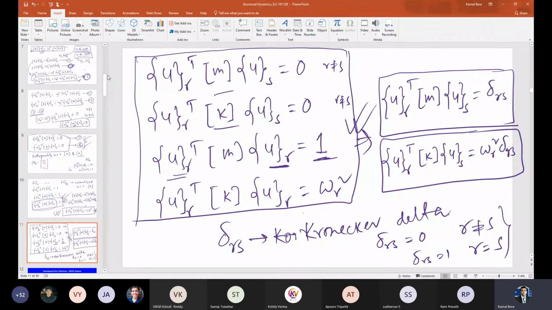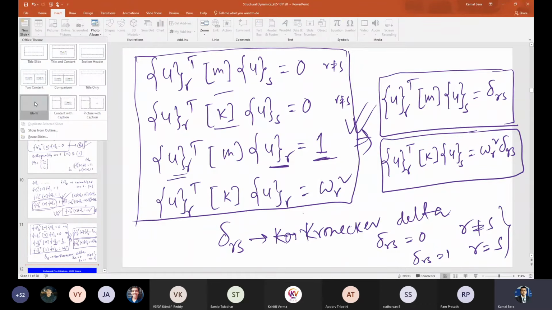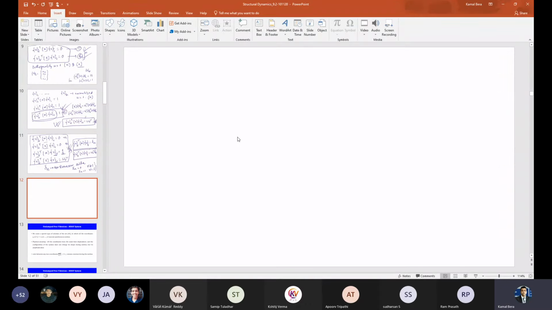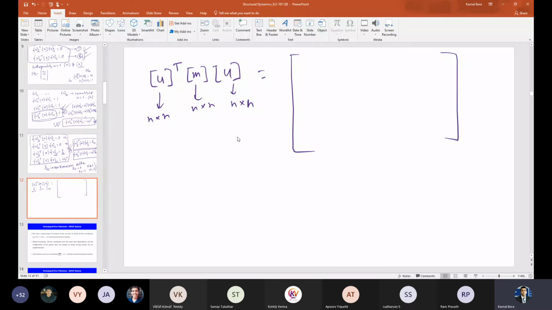Please remember this expression or note it down. Now I will ask you if you have understood properly. Tell me, U transpose M into U: what is the dimension of this? N cross M. So I'll obviously get an N cross M matrix. Tell me what the entries will be.